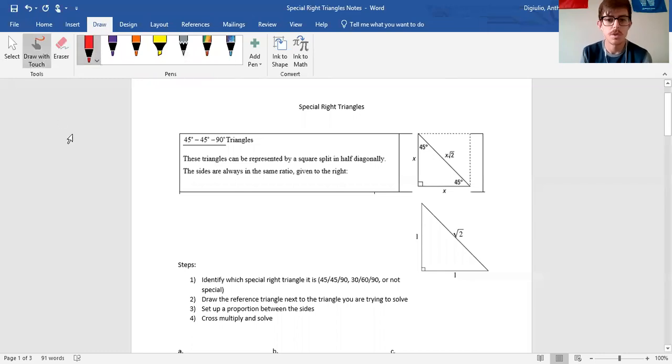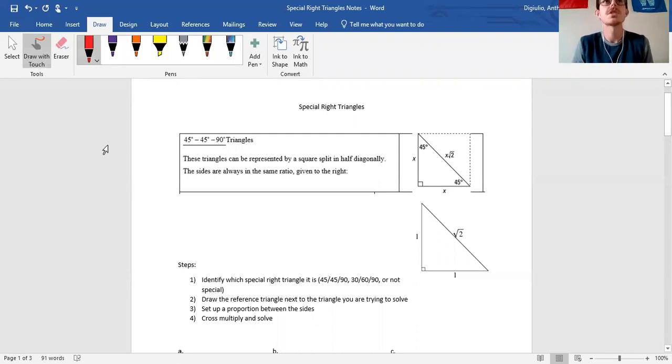So we're going to continue on with our solving triangles, or working with right triangles. Last class, we talked about this idea of the Pythagorean theorem, right? If you have a right triangle and you know two of those sides, you're going to be able to find the third using a squared plus b squared equals c squared. So what we're going to talk about today is special right triangles.